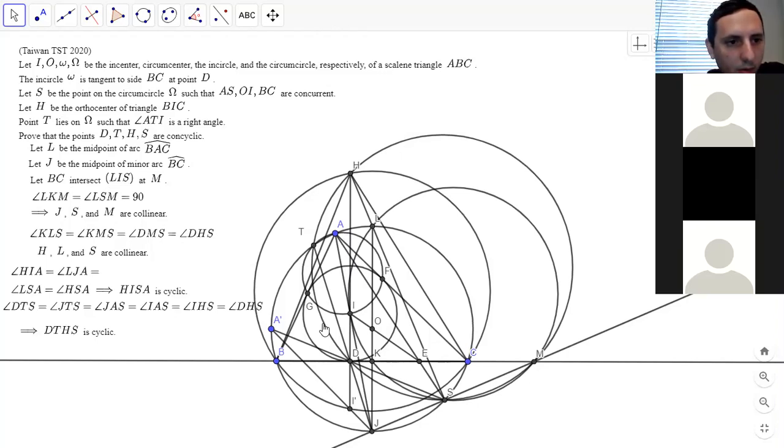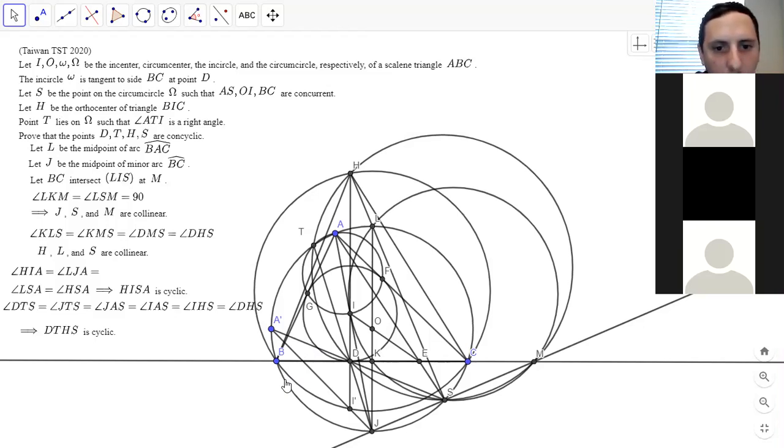Let's see. I'm just going to think about it. I know we're out of time. I'm just going to look at it for a couple more minutes. So BC intersects that circle at M. LKM is LSM, which is 90. So those are collinear. And then we have KLS is KMS, which is DMS, which is DHS.